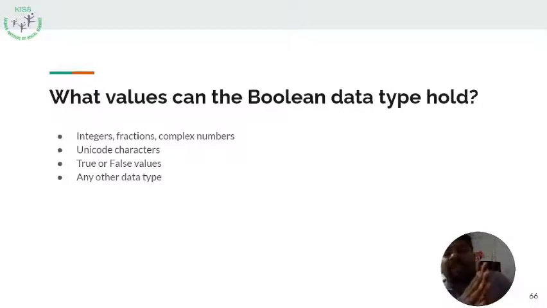So what values can the Boolean data type hold? Boolean is a special data type. It can only hold True and False values. So either True or False. True begins with a capital T and False begins with a capital F. So don't change the case and think it works. It's always going to be capital T-R-U-E and capital F-A-L-S-E.